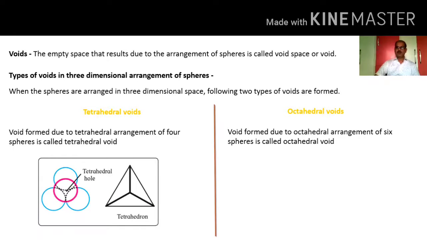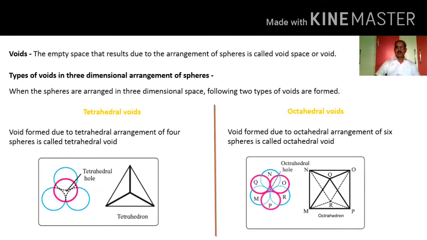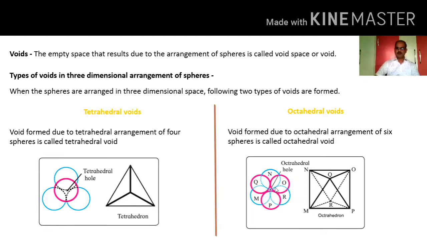How does this octahedral void look? If you can see the pink colored spheres which are labeled as Q, O and P, they are the three spheres of one particular layer. The blue spheres labeled as M, N and R, they are the three spheres of a layer above the pink layer.